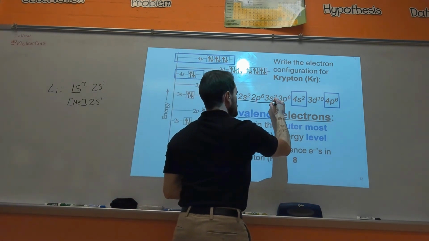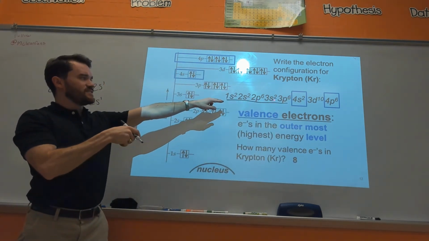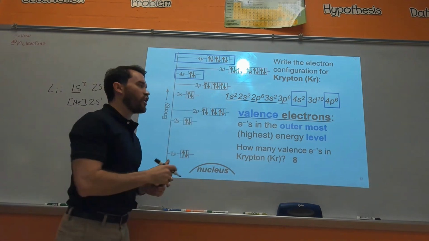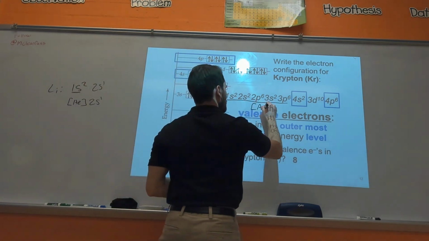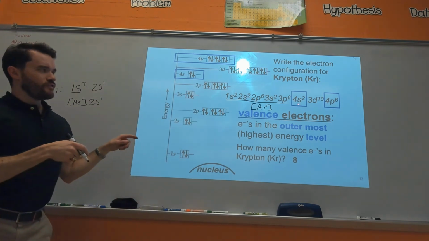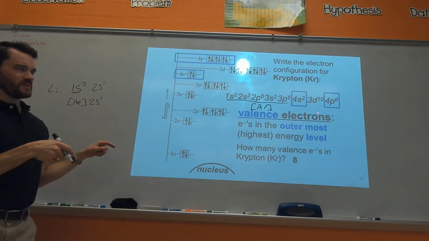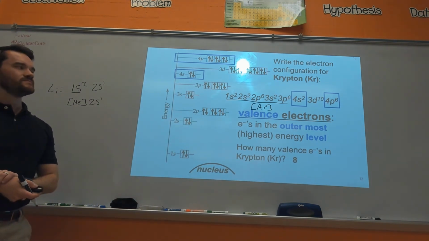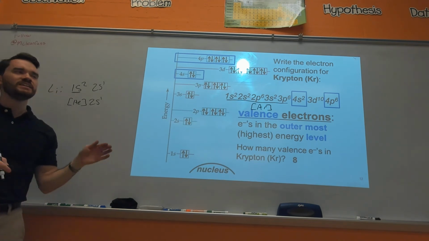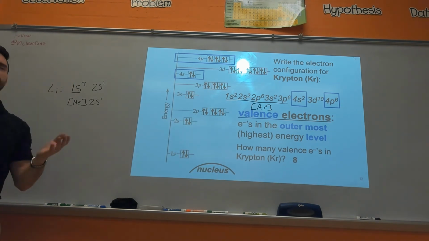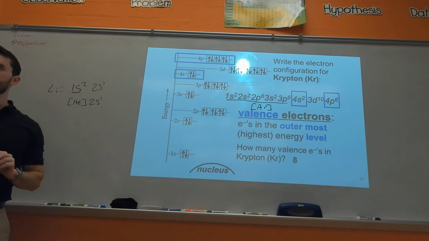The shorthand would just be, hey, that's the very nearest noble gas. That would be argon. You could go brackets argon, 4s2, 3d10, 4p6. Not as much of a shorthand because you're kind of at the very end of it, but it still is shorter than writing that whole thing out.